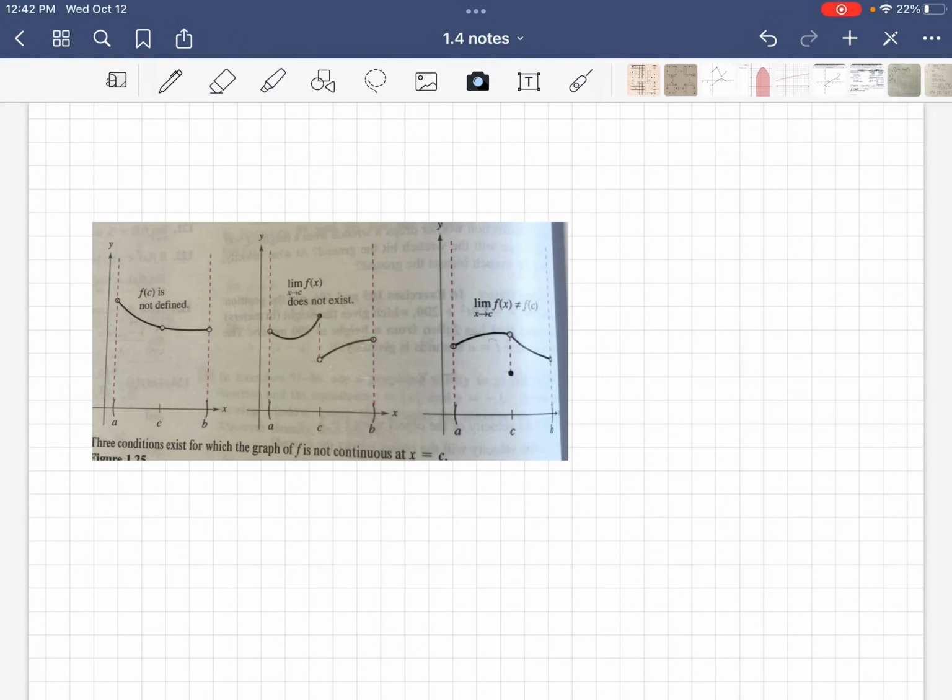Okay. So this section 1.4 talks about this idea called continuity. I mentioned it before. I like to think of continuity as being able to draw a function from beginning to end across its whole domain, and not ever have to pick up my pencil.